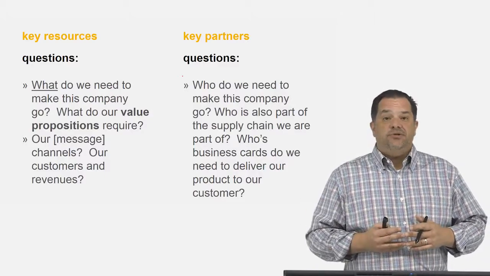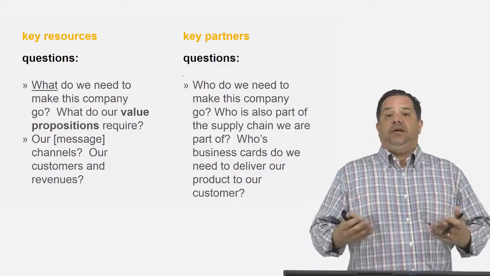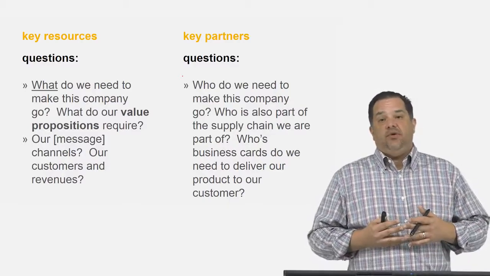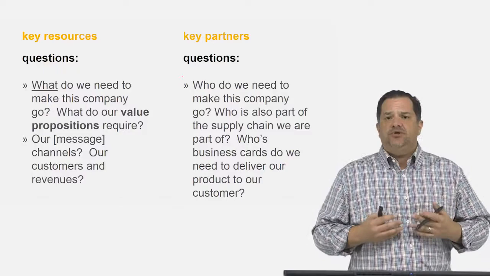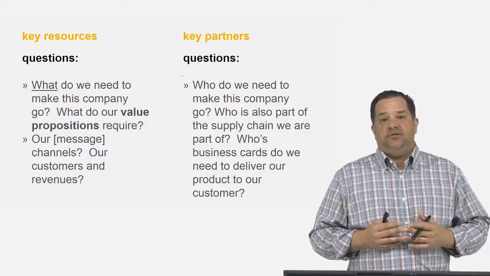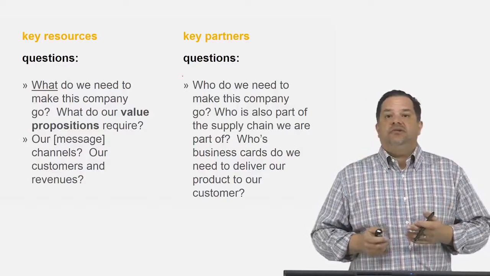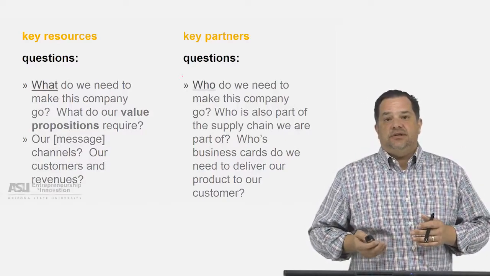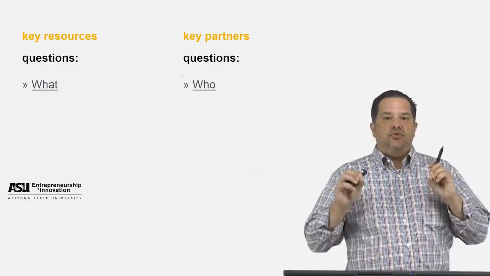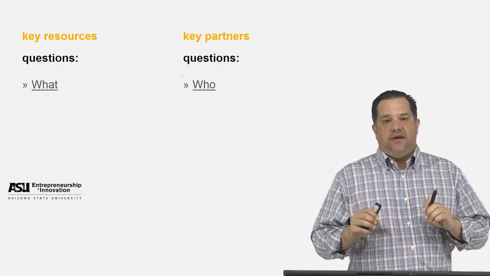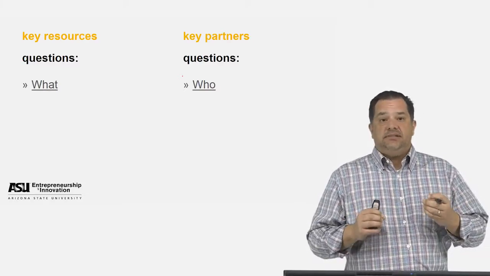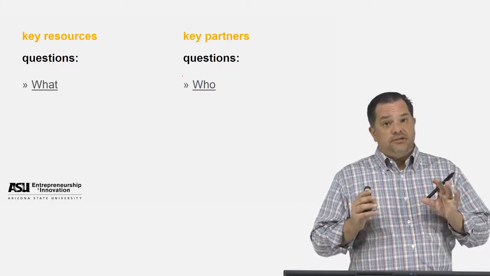Similarly, our key partners, what do we need to make this company go? Who is also part of the supply chain that we're a part of? Whose business cards do we need to be able to deliver our product to our customer? So we want to keep all of those things in mind as we start to go through the examples for today. But the trick to these two blocks, these two parts of the Canvas, and why I teach them in the same lesson, is because they're actually really similar.